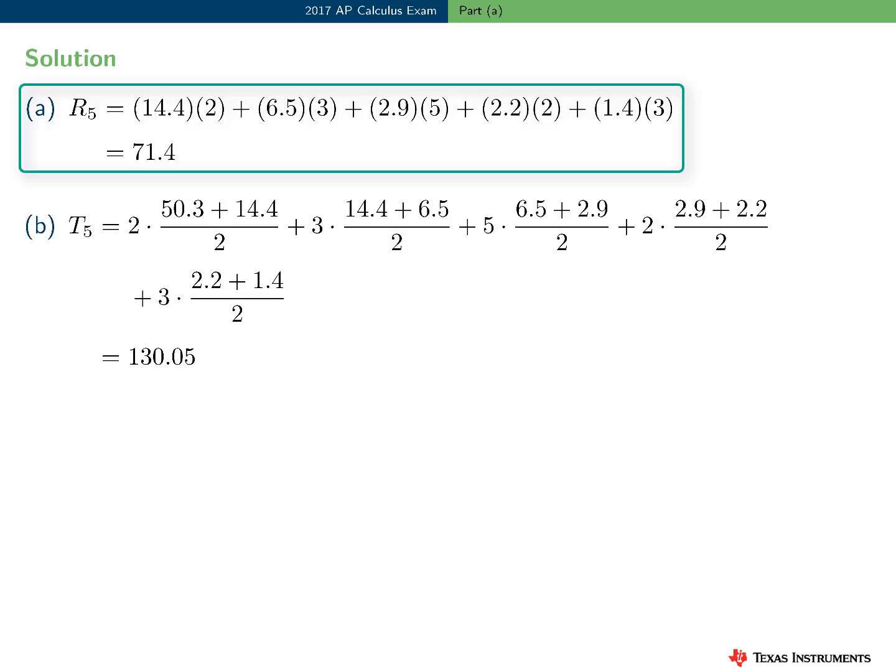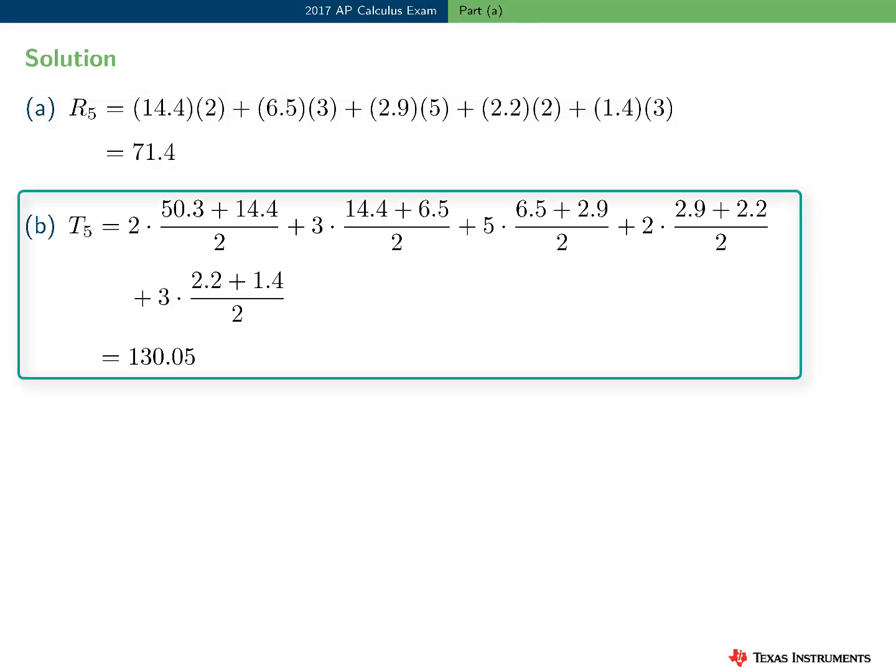The right Riemann sum here, R sub 5, is equal to 71.4. And here's the trapezoidal sum. I think it's good practice to explicitly write out the area of each trapezoid. And here, T sub 5 is 130.05.